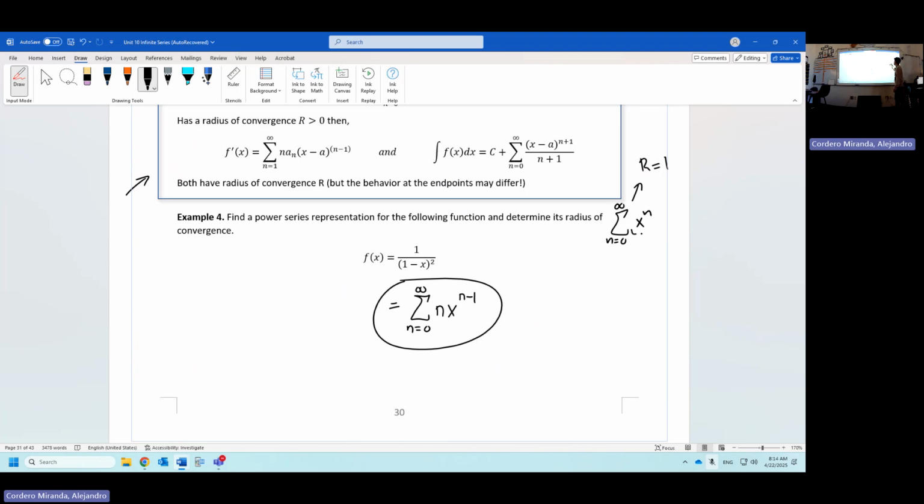Because remember, the only way this converges is if the absolute value of x is less than 1, meaning that the radius is 1. Cool. Okay, so then the theorem up here, the box up here, says that they both have the same radius of convergence. So this one has a radius of convergence of 1 as well.